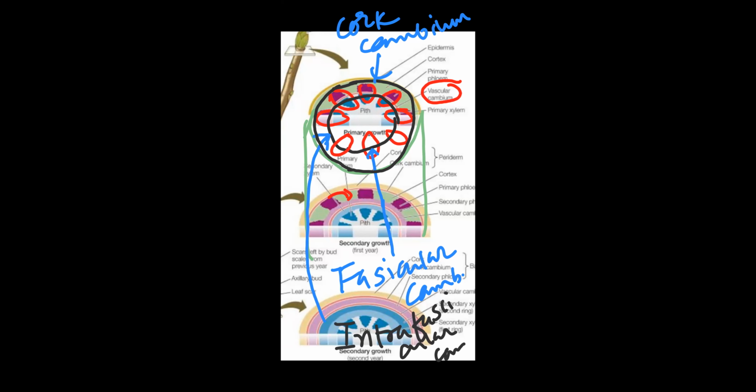And other than vascular cambium, outside the bundles, towards the periphery of the stem, another patch of lateral meristem is developed, cylindrical meristem is developed, secondary meristem is developed. That patch is also known as cambium, but rather than vascular cambium, this is called cork cambium. This cork cambium, this intrafascicular cambium, this fascicular cambium, all of them collectively constitute the secondary meristem or lateral meristem. I have completed. Feel free to ask.